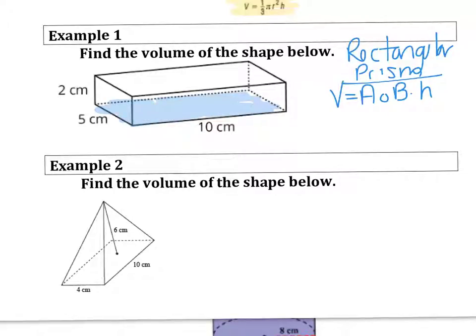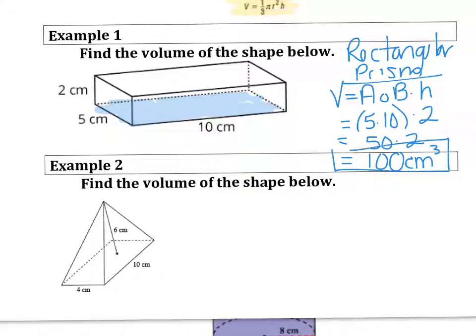Okay, so now when I go in to put my area of the base, I would just simply put 5 times 10, and then I multiply that by the height. I notice that the height of the whole prism is just 2. So I would end up with 50 times 2, which is 100 centimeters cubed. And that would be my volume of this figure.